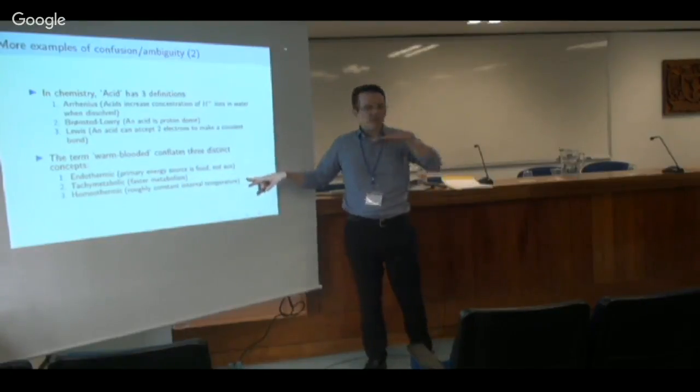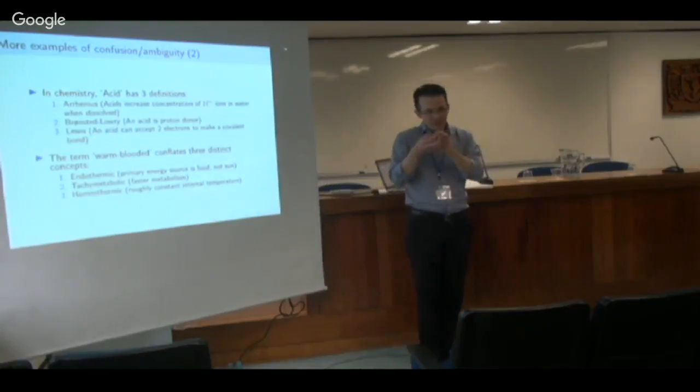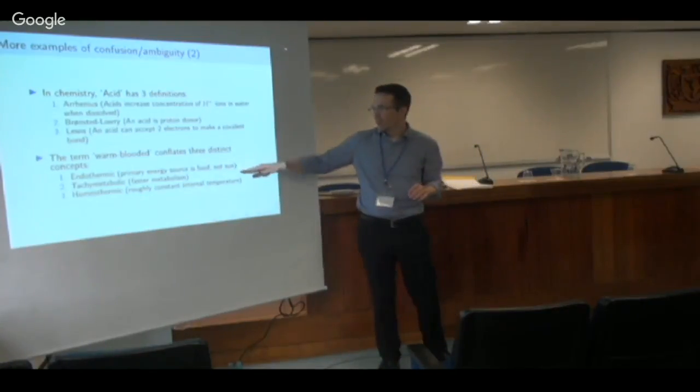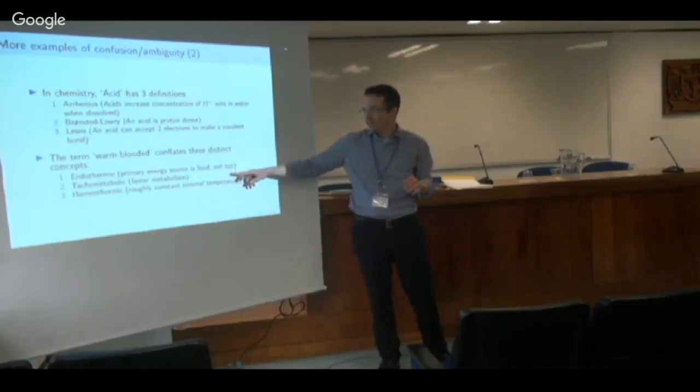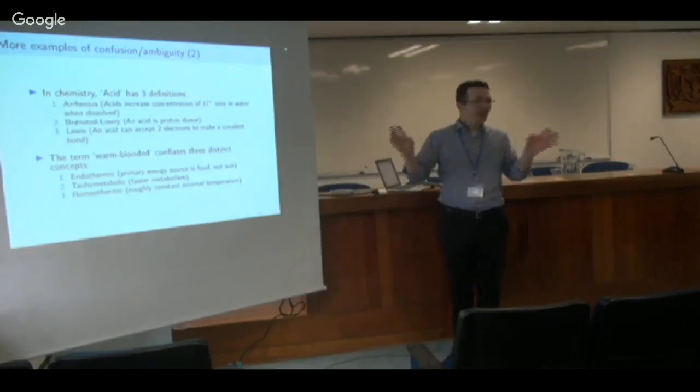And homeothermic, that means they're a roughly constant internal temperature. Again, those three things often clump together, so that something that is endothermic will often be tachymetabolic and homeothermic, but they don't always, they can come apart. And there are lots more examples.